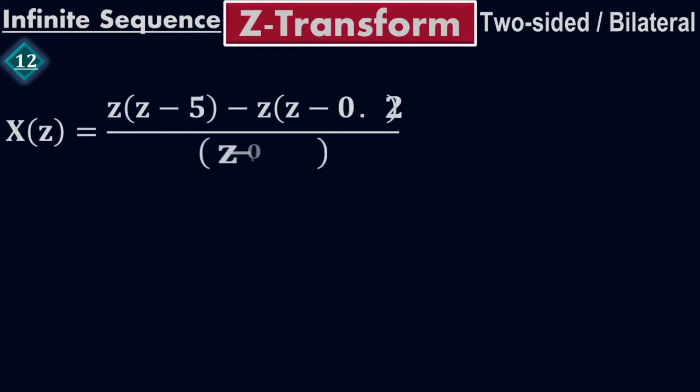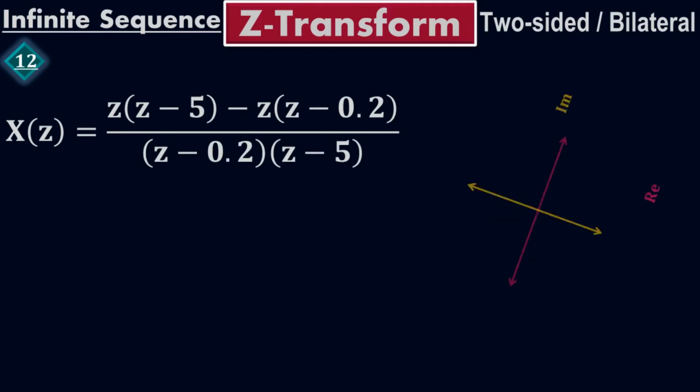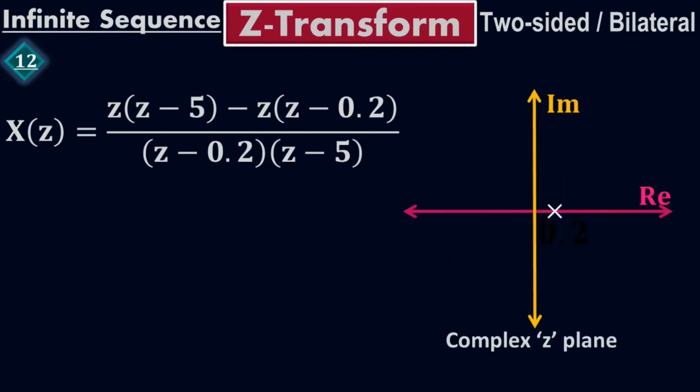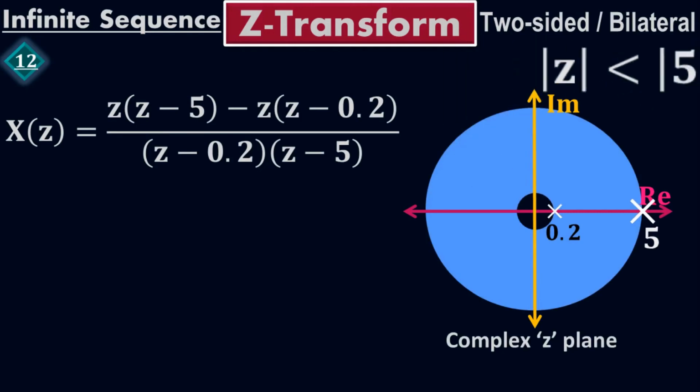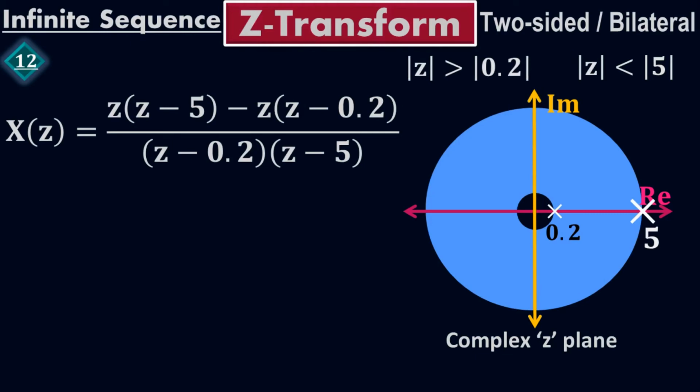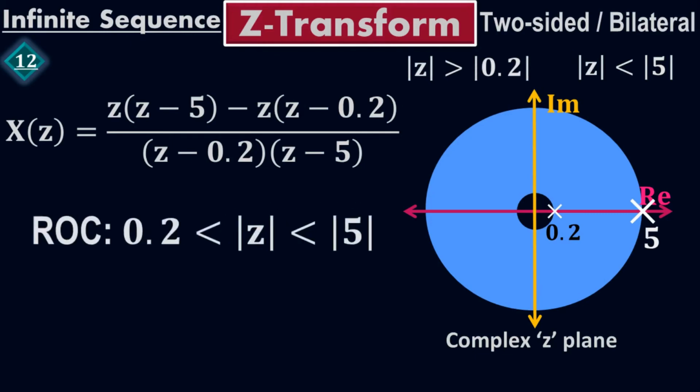What about the region of convergence? Let me check the region of convergence in the complex z-plane. This is going to be the region of convergence in the complex z-plane, where the modulus of z must be less than 5 and the modulus of z must be greater than 0.2. So for the region of convergence, I can write that the modulus of z must be greater than 0.2 and less than 5.